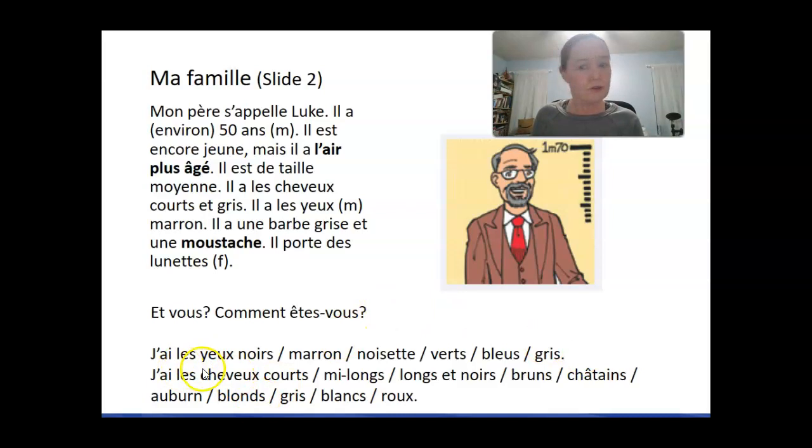And remember, in French, adjectives and nouns have to agree in number and gender, but these are some exceptions to that. I could also describe my hair. I could say, j'ai les cheveux courts, short. J'ai les cheveux mi-longs, like medium length hair. J'ai les cheveux longs et noirs, so I have long black hair. J'ai les cheveux bruns, brown hair. Châtain, which would be like chestnut color. Auburn, which would be kind of reddish brown. Blond, of course, is blonde. Gris, gray. Blanc, white. Or finally, roux for a redhead. Oh, in my own case, I would say j'ai les cheveux bruns or j'ai les cheveux châtains, somewhere in that range.